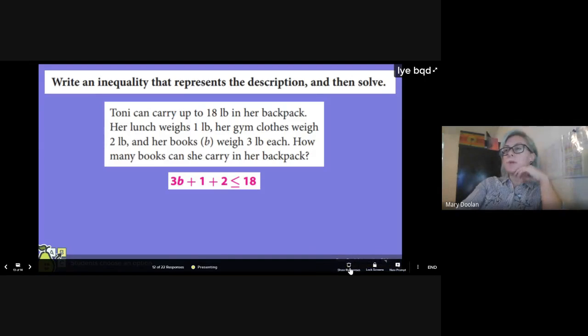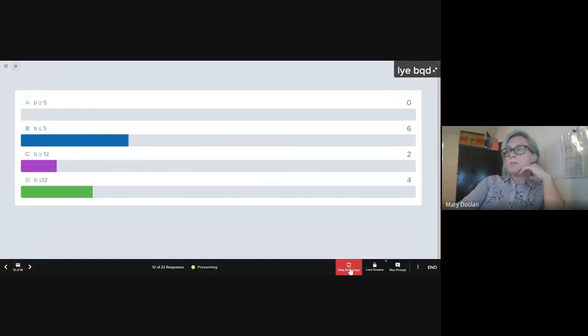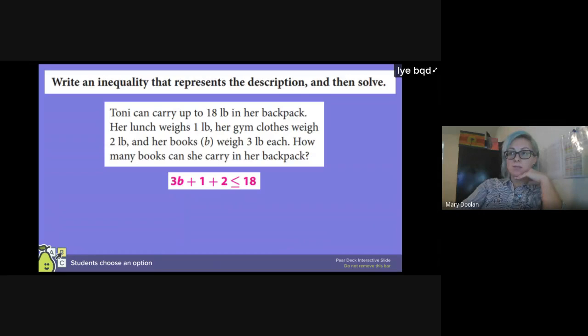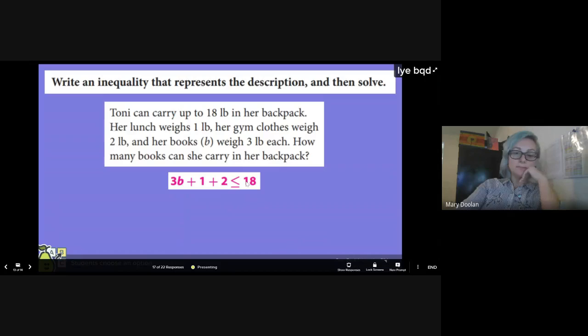Okay, so let's see what we're coming up with. Nobody's picked A, 6 people picked B, 2 people picked C, and 4 people picked D. I'm trying to solve this inequality. I first want to add 1 and 2 together. 1 plus 2 is 3. Then I want to subtract 3 from both sides. 18 minus 3 is 15. So 3 times B is less than or equal to 15.